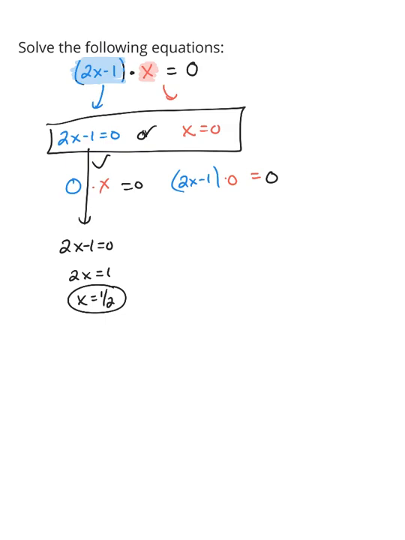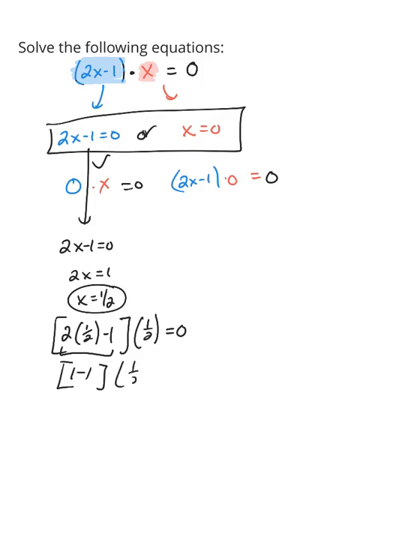But again, that's not the only way that we could get 0. If I plug that in, I will see that I get 0. So 2 times 1/2 minus 1, and then times x again, which is 1/2. I should get 0. So this is 1 minus 1, and then this is 1/2. So 0 times 1/2 is definitely 0. So I know this number would satisfy my equation.